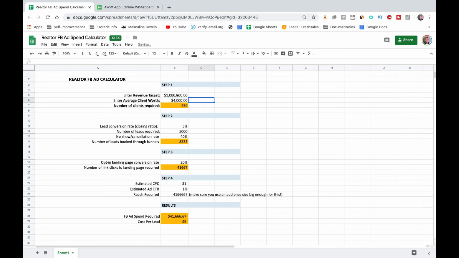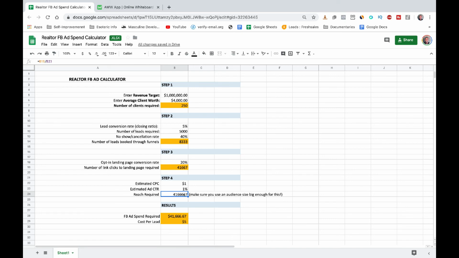So in order for you to make $1 million, if the numbers are still the same, if your commission is at 4K, for example, you'd need 250 clients that year. You'd basically need 5,000 leads. Then you'd need to have 8,333 leads booked through the funnels. Again, if the opt-in conversion page rate is still the same, you'd need around 41,667 link clicks. And on top of that, you would need to reach about 4 million people, over 4 million people in your area.